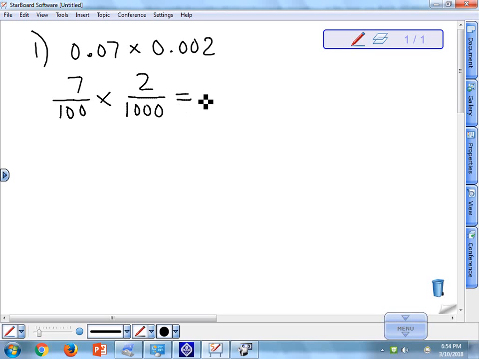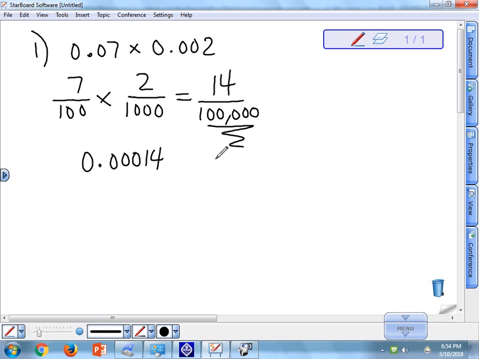Now that they're in fraction form, as we learned when we looked at fractions, multiplying is just a matter of multiplying the numerators together. I get 14 over 100,000. And then we can simply rewrite that decimal fraction in decimal form. So when I do so, I would now have 14 hundred-thousandths. And the reason I knew that it was going to be 5 decimal places is if you look at the denominator, it has 5 zeros in 100,000. So I'm going to need to have 5 decimal places in my final answer.